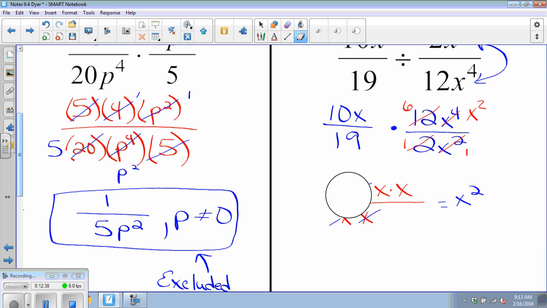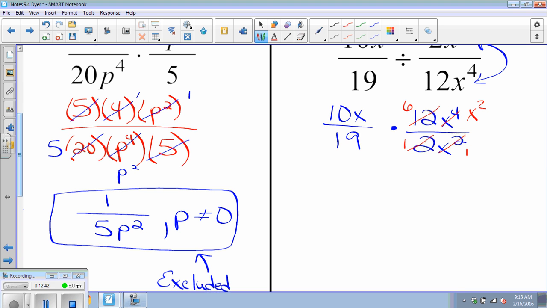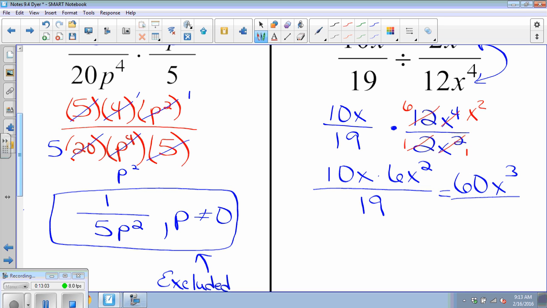So let me get back to the problem. So we still have 10x times 6x squared. All that's over 19 times 1, so it's just over 19, right? Okay, so let's just multiply that. 10 times 6 is 60, x to the 3rd over 19. So this is my answer, but x cannot be 0.